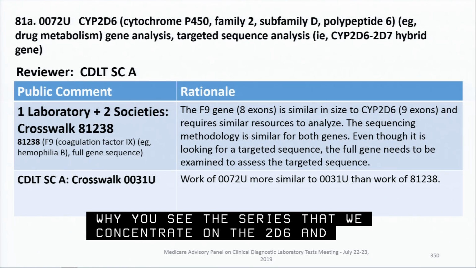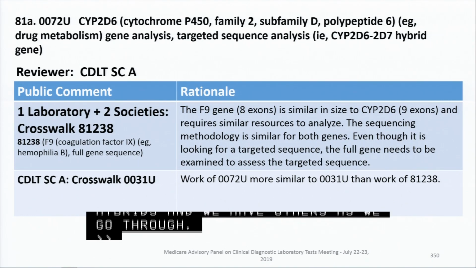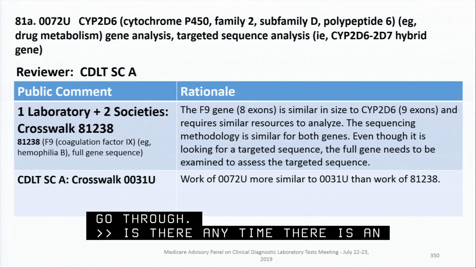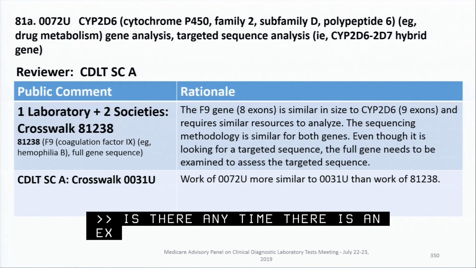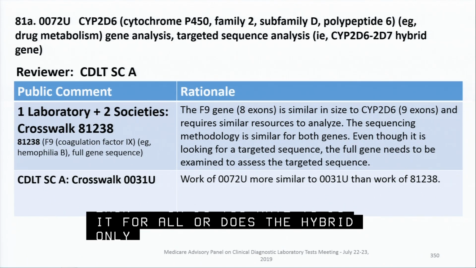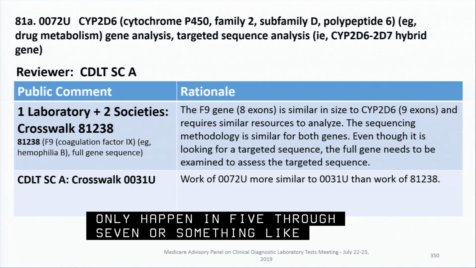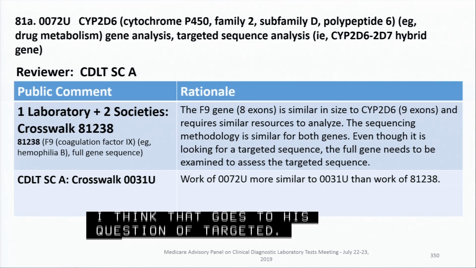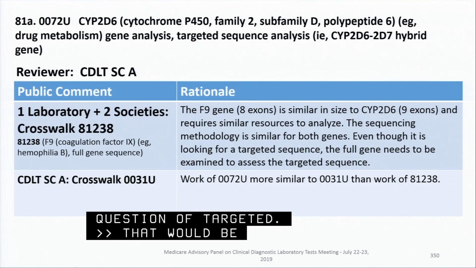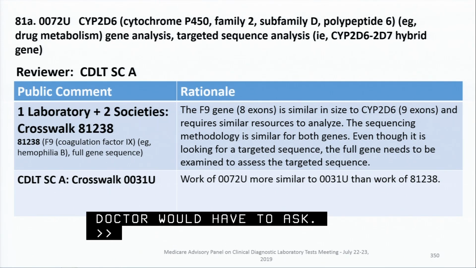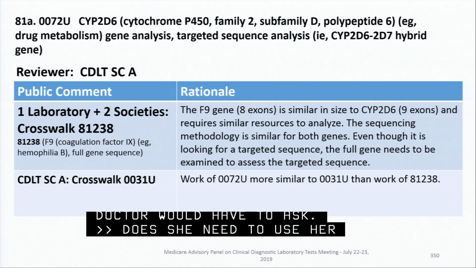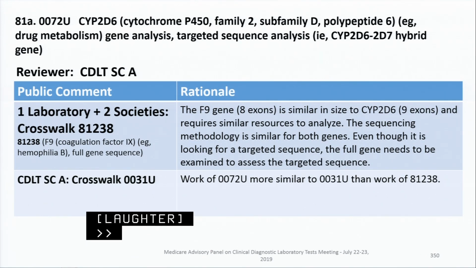But is there any time that there is, like, exon 1? I mean, do you have to do it for all exons, or does the 2D6, 2D7 hybrid only happen in exons 5 through 7, or something like that? I think that goes to his question of targeted versus full. Right, and that would be a question that Dr. Moyer would need to answer. Can I use her lifeline? Yeah. I can phone a friend. Do you think the next code is going to require that type of questioning? Yes. 72U, 73U through 76U, you're going to want her. I think they all do. Yeah. Yep.